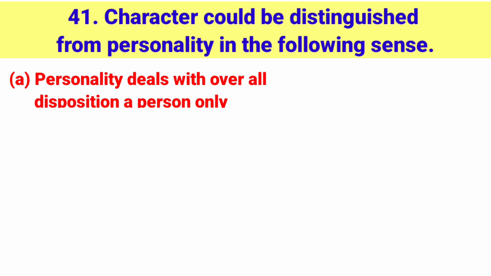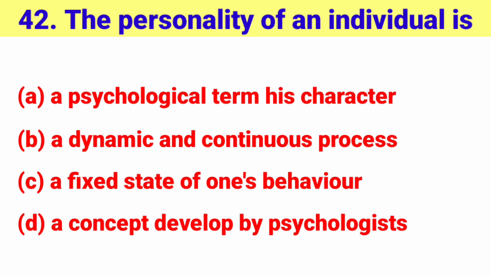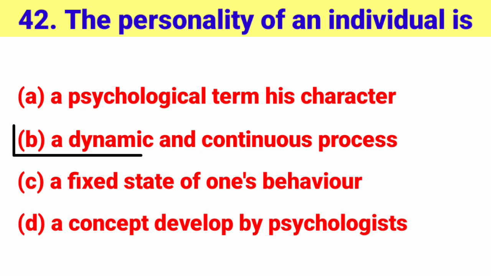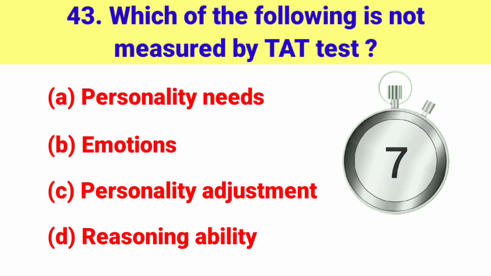Character could be distinguished from personality in the following sense. Option A is correct. The personality of an individual is. Option B is correct. Which of the following is not measured by the TAT test? Option D is correct.